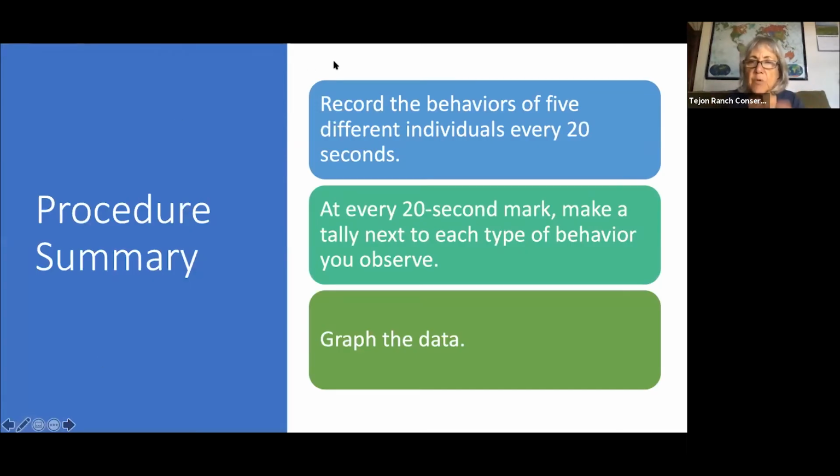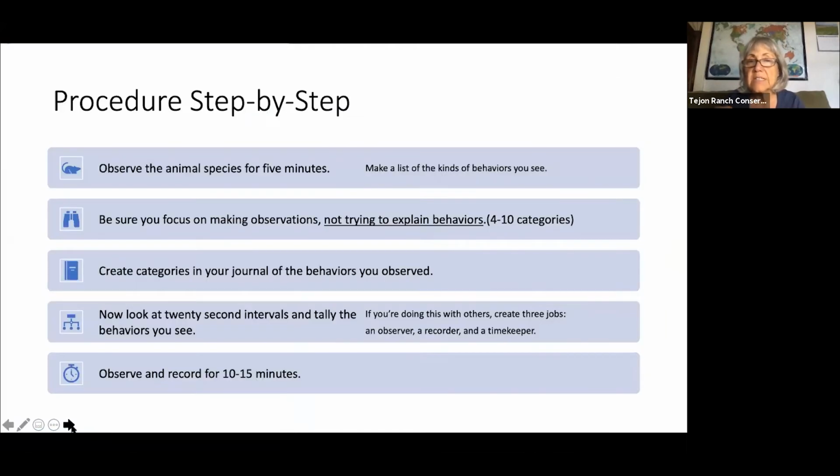Just in summary, here's what you'll be doing. You're going to record the behaviors of about 5 different individuals of whatever it is you're studying, and you're going to record it every 20 seconds. At every 20-second mark, you're going to make a tally mark next to each of those kinds of behaviors, and then you're going to graph that data. So let's take a look at the step-by-step procedures here.